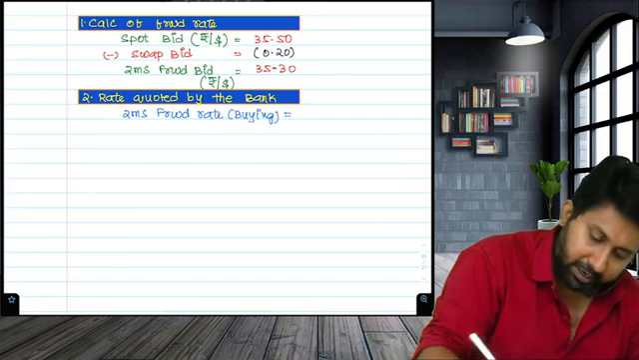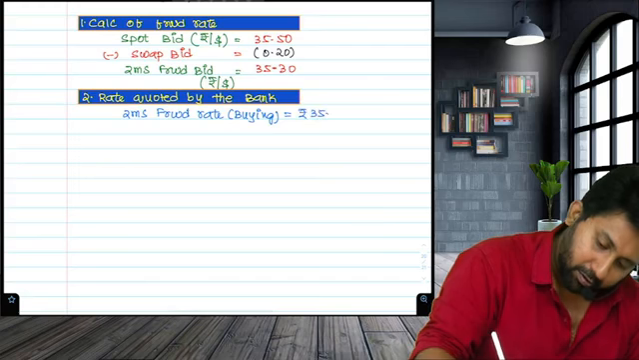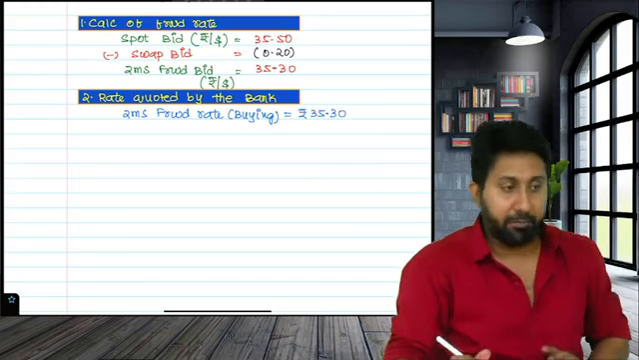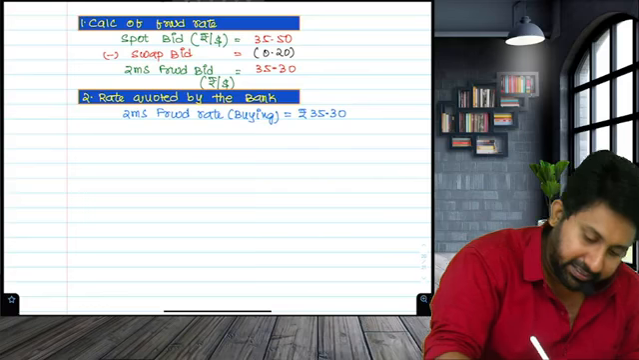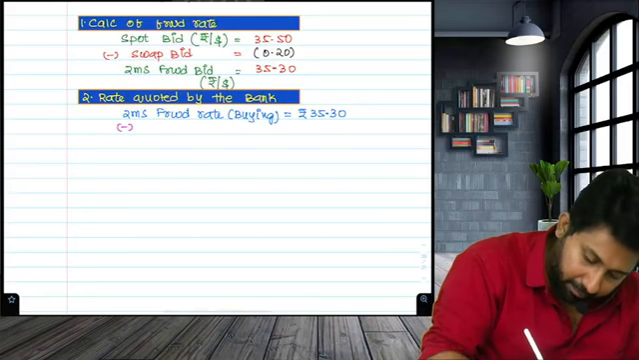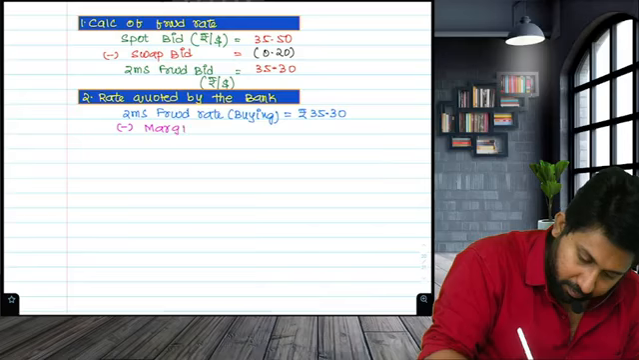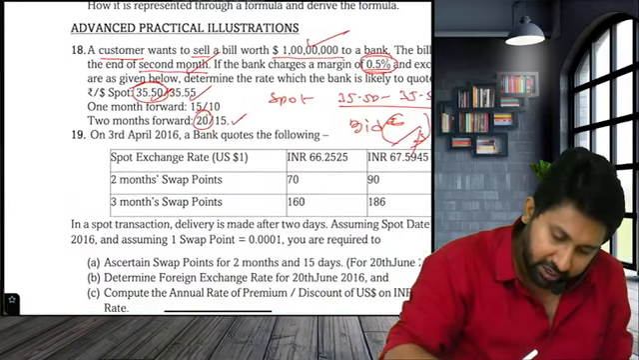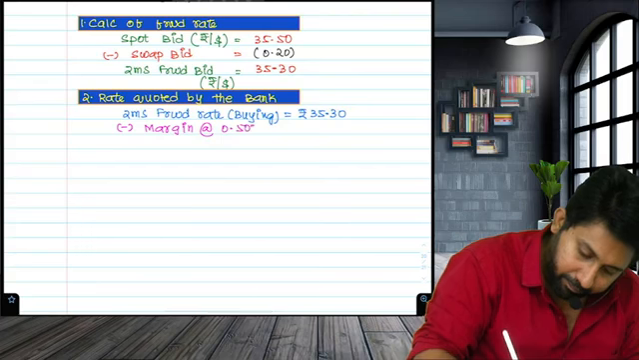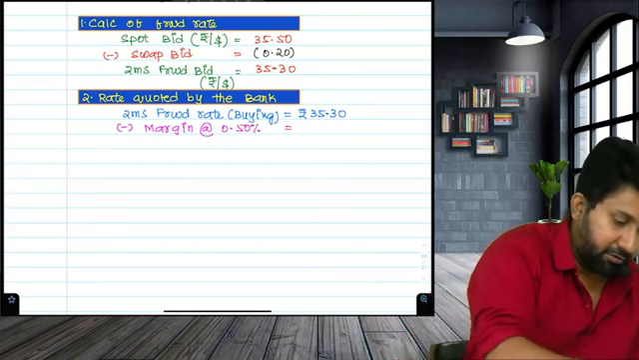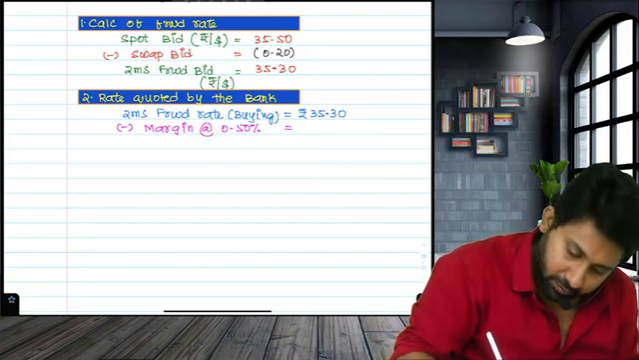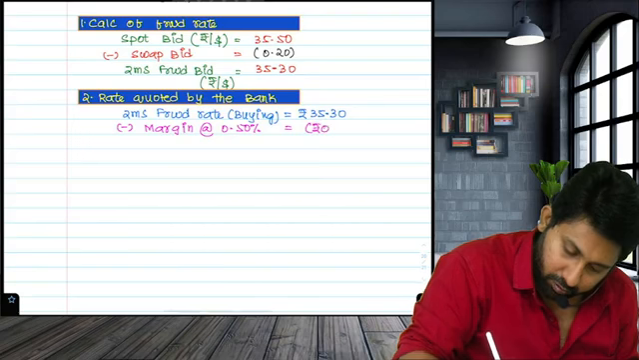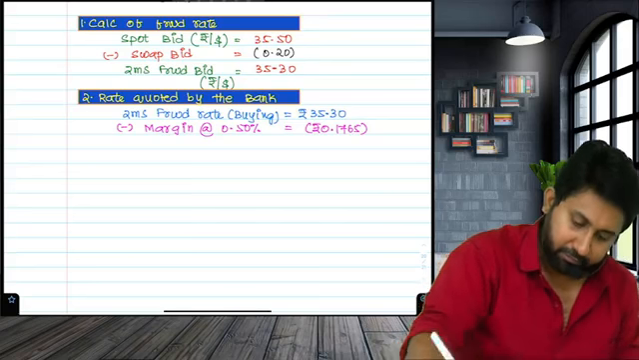Is the bank buying or selling? Buying at 35.30. Now when they buy, they always try to buy at a lesser price. Therefore, minus margin at the rate of 0.50%. Everyone do 35.3 into 0.5%. That is 0.1765.